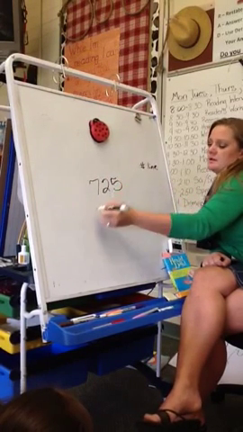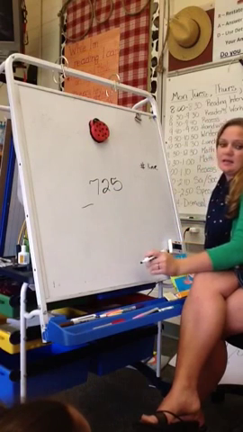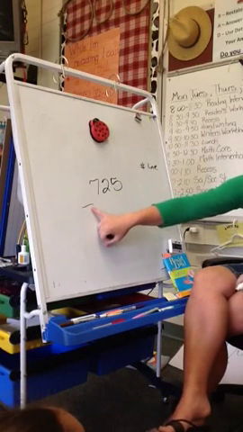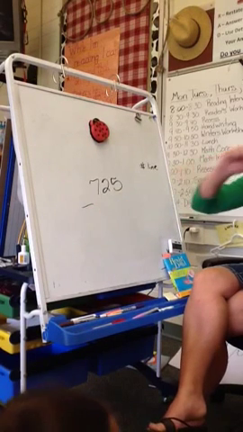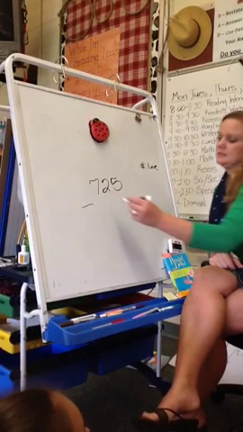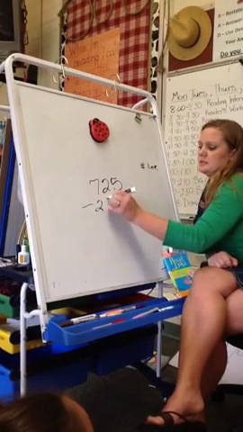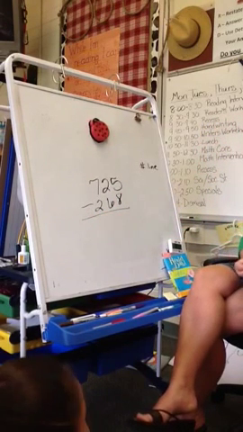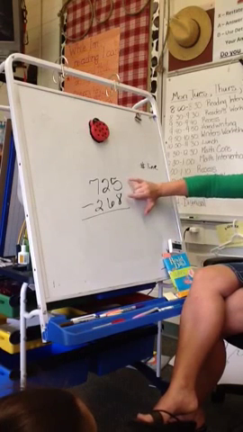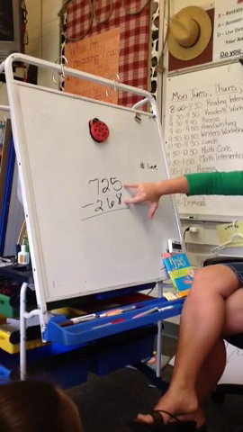Let's do 725 minus, we're going to take away, and what is the sign? What's the big word for minusing? Subtracting. We are subtracting 268. Okay? Boys and girls, let's do the algorithm way.